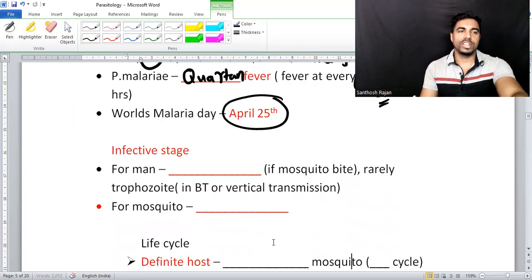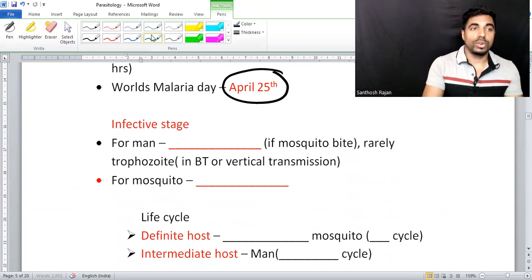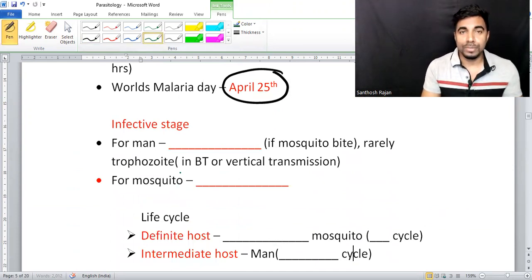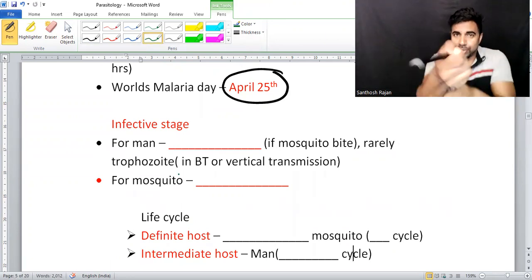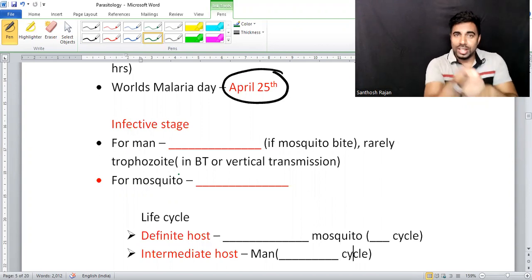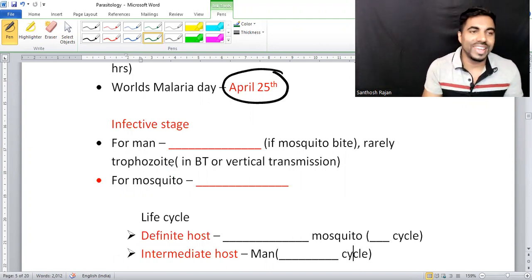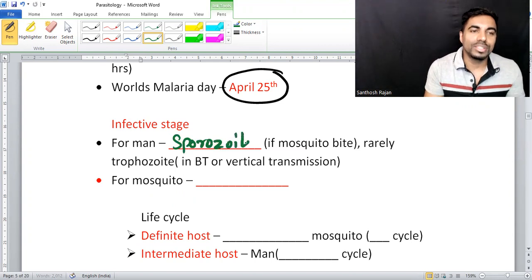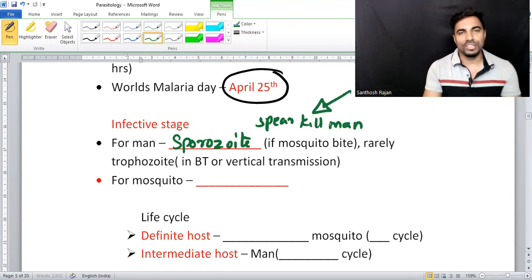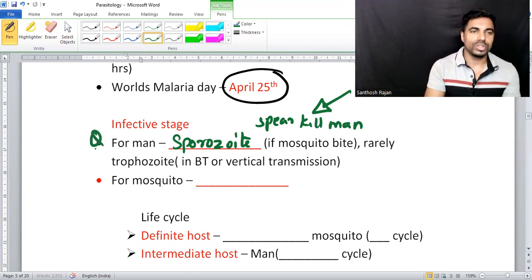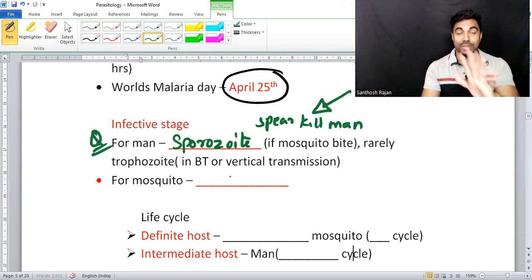Now, let's go to the infective stage. These are important points. For man, which is the infective stage? The mosquito bites, and you will infect the man with the sporozoite. Spear is a shortcut, but ideally it is sporozoite. I remember it like a spear. So man's infective stage is spear, sporozoite.